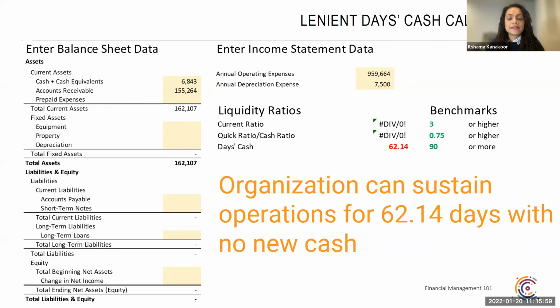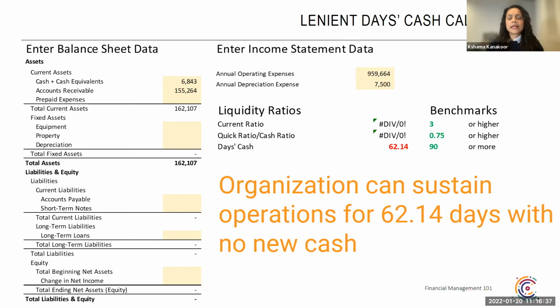Okay, so this is magic here. Now the organization has 62.14 days of cash. It's the same set of financial statements, but now what we did is we added back the accounts receivable of about $155,000. And looking at the operating expenses, we've reduced the depreciation expense of $7,500. Now, this is a lot closer to the benchmark. It's not 90, but it's not 2.6 either. And so there's a story behind both numbers, and both numbers are equally correct.